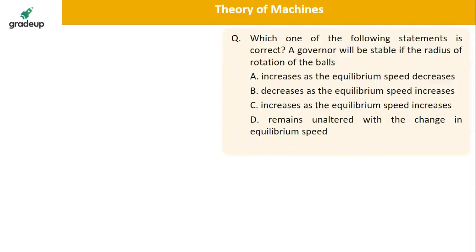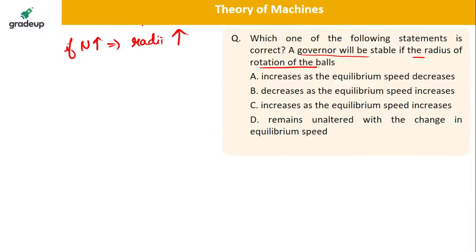Next question. Which of the following statements is correct about the governor? Governor will be stable if the radius of rotation of the ball increases as equilibrium speed decreases, decreases as equilibrium speed increases, increases as equilibrium speed increases, or remains unaltered with the change of speed. Basically they are saying if RPM increases, what has to happen to the radius? It should increase or decrease. Option A, option B, option C or option D. Very good, Pratibha.